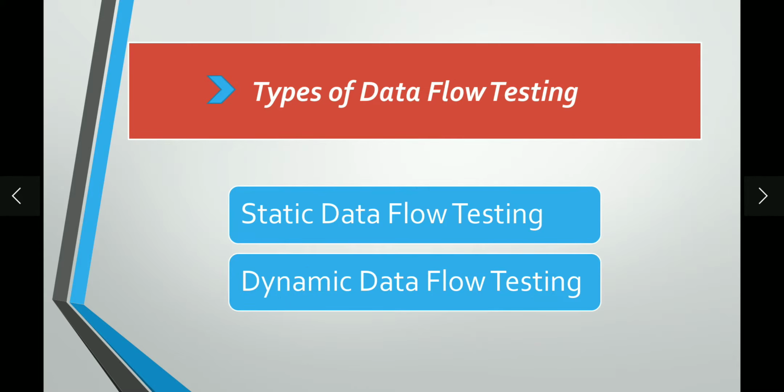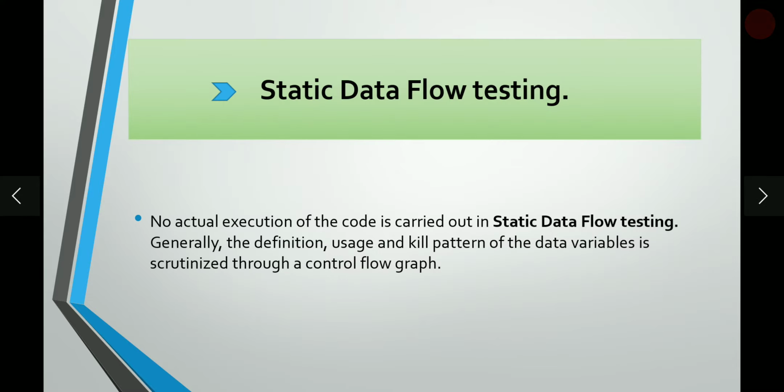Types of data flow testing. Data flow testing is majorly divided into two types: static data flow testing and dynamic data flow testing. From the words themselves, we know static and dynamic. Dynamic means changing according to conditions and situations. Static means staying fixed.